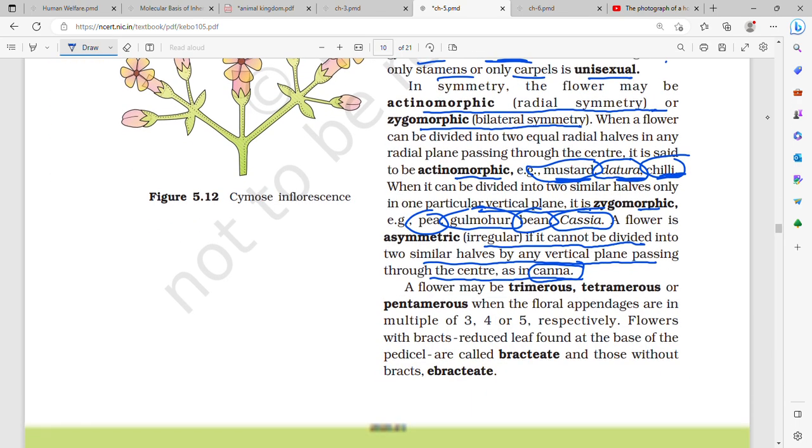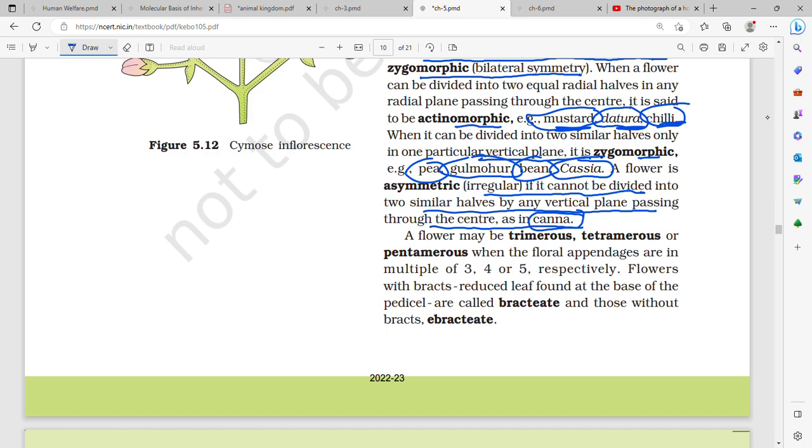Similarly, a flower can be trimerous, tetramerous or pentamerous when the floral appendages are in multiples of 3, 4 or 5. Then flowers with bracts, that is reduced leaves, found at the base of the pedicel are called bractate. If without these bracts, ebracteate.